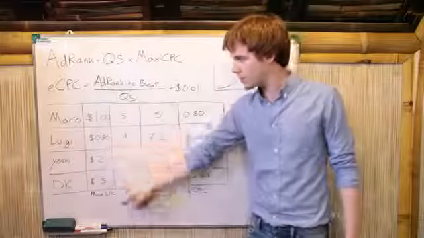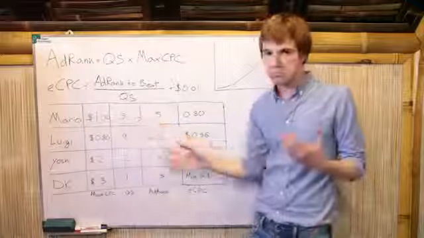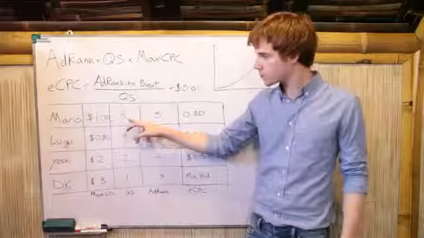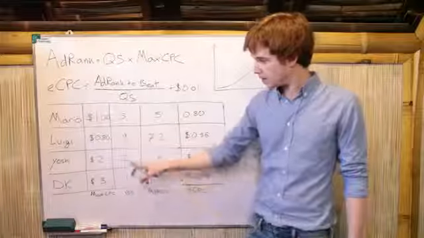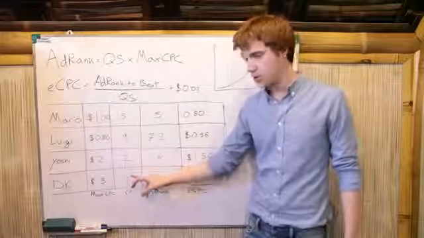So they all are willing to pay different amounts, and they're all more or less good at AdWords. So Mario's pretty good, he's 5 out of 10, Luigi's really good, so he's got 9, Yoshi and Donkey Kong not so much, 2 and 1, right?